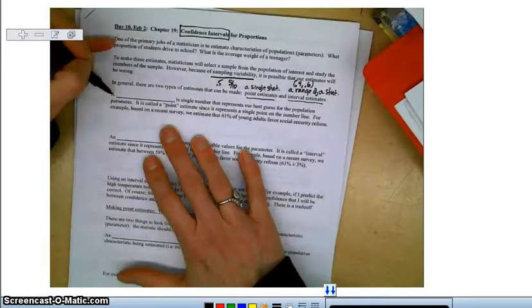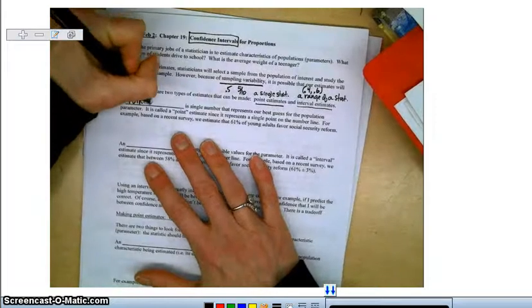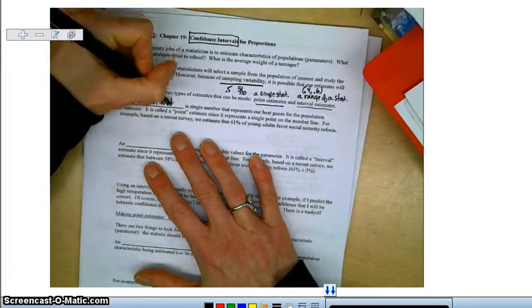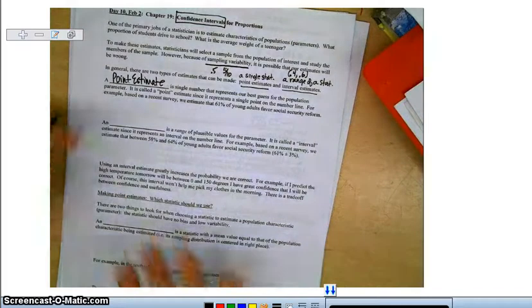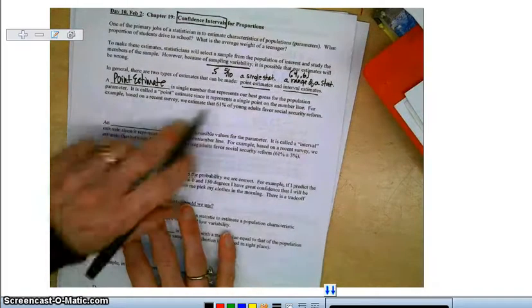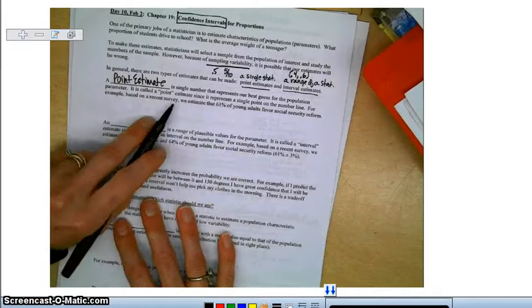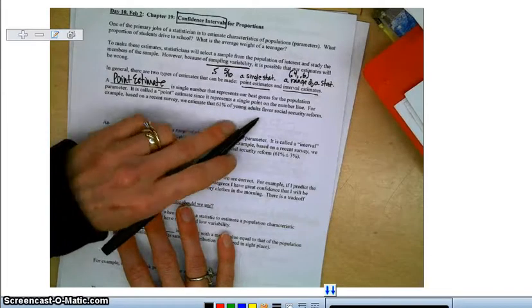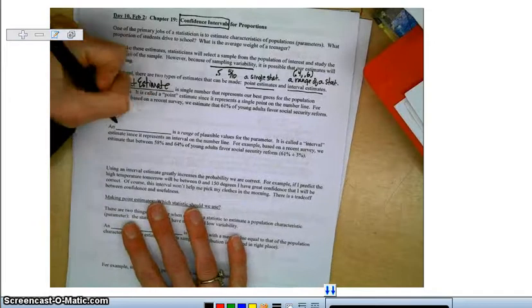So, a point estimate, we just kind of talked about both of those. A point estimate is a single number that represents our best guess for the population parameter. It's called point because it represents a single point on the number line. For example, based on a recent survey, we estimate that 61% of young adults favor Social Security reforms.